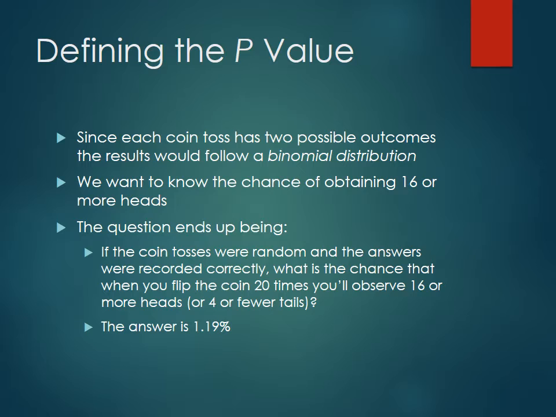Basically what we're going to say is, if we were to run this experiment, what are the chances that we would get 16 heads or 4 tails? If you looked at the normal distribution, your chance of that happening would be 1.19%. So say we did the math, we end up with a result that says 1.19% of the time that you flip the coin 20 times, you should be getting 16 heads and 4 tails. Okay, so pretty unlikely, right?